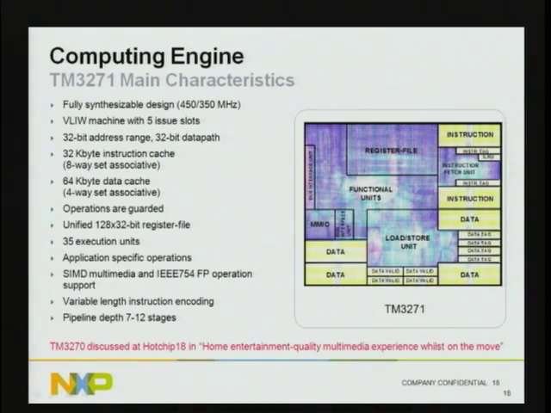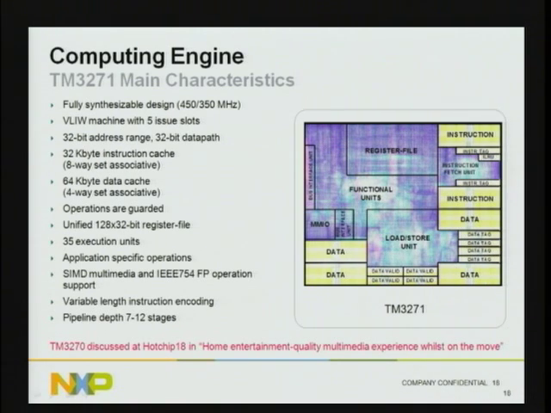Okay, so let's take a brief look at this TriMedia processor. I will only spend little time on this since this processor has been discussed at this conference already, I think 2 years ago, or at least the predecessor of this one. The TM3271 is a fully synthesizable design, and in our C90LP process, it runs somewhere between 350 and 450, depending on the market that we want to address and the power that we want to consume with that product. It's a five-issue slot VLIW machine. In this configuration, we have given it a 32 kilobyte instruction cache and a 64 kilobyte data cache. And we have given it certain application-specific operations or functional units to increase the performance of this processor further, for the function that we are targeting.